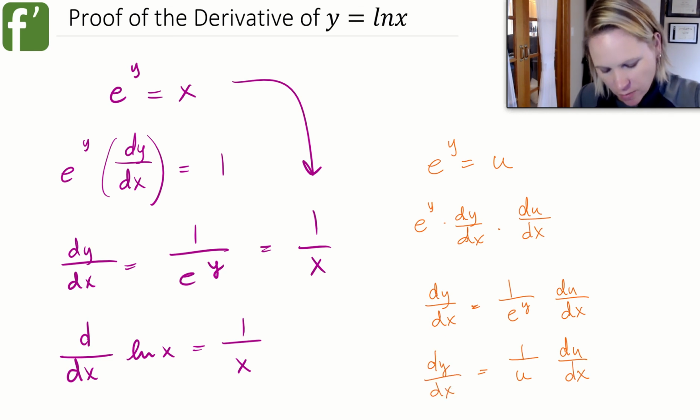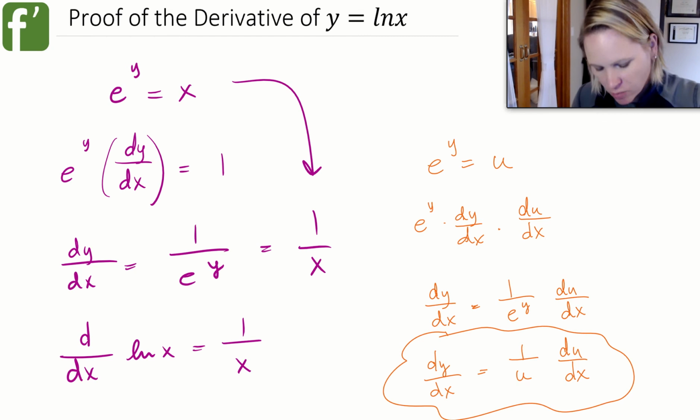So this is probably a better way to see it, okay? But if you just have x, it's a nice easy 1 over x. So I hope this has been a nice easy video proof of why the derivative of natural log of x is 1 over x.